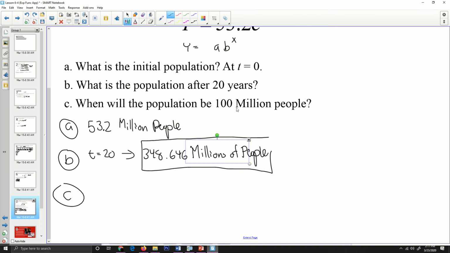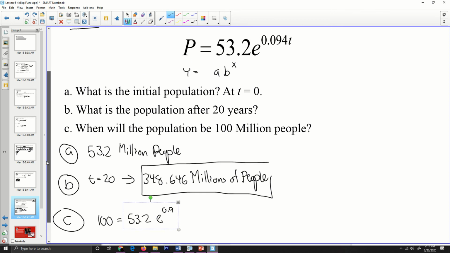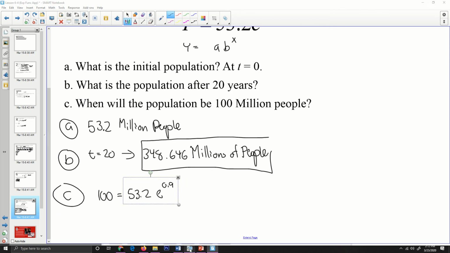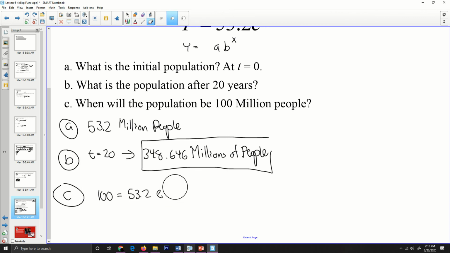And it says, when will the population equal 100 million people? Well, if I set up the equation 100 equals 53.2 e to the 0.094 t. Did I calculate that wrong? I had 0.094. Okay, we're good. I thought I had made a mistake. All I'd have to do is solve for t. Now we can do that. You can divide both sides by 53.2, take the ln of both sides and solve that.